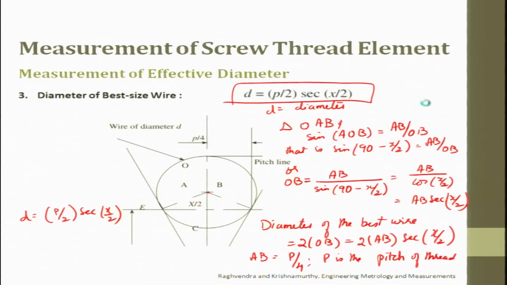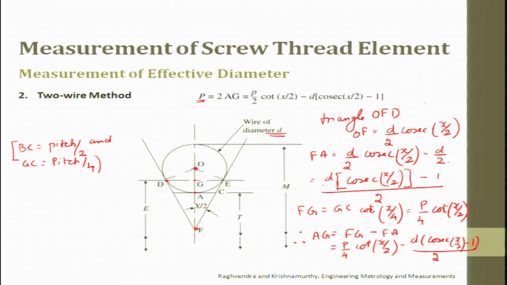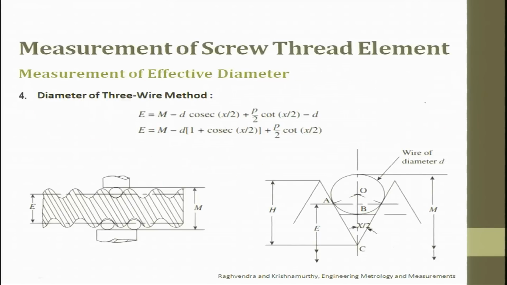So the best diameter wire is taken, and then we are also trying to find the pitch with the 2-wire method. Next is the 3-wire method. In the 3-wire method we have this as E and this is your measured one. You have 2 wires on one side and 1 wire on the other side, and we measure it. E is nothing but M minus D, where D is the diameter of the wire, cosecant x by 2 plus P by 2 cot x by 2 minus D. You can derive this from this equation.